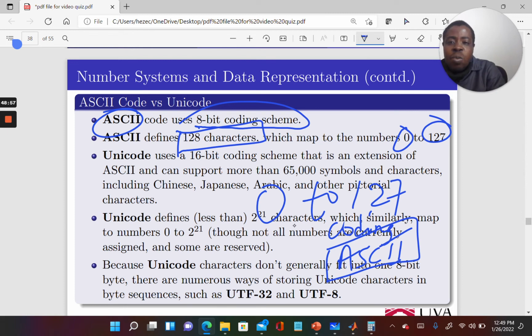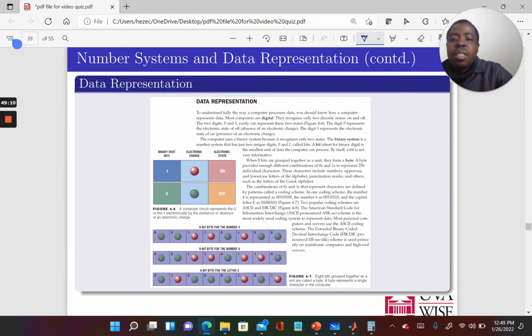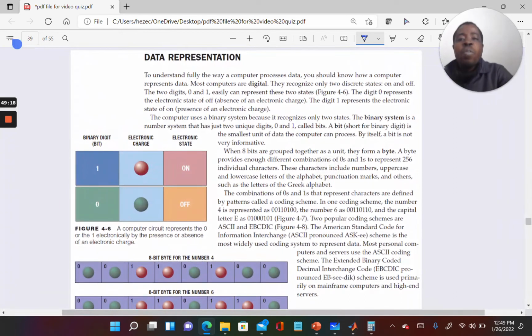Again, the meaning of ASCII is what? American Standard Code for Information Interchange. You also have Unicode, which defines more characters, and the other ones. So, data representation: to understand fully the way a computer processes data, you should know how a computer represents data. We have talked about this.